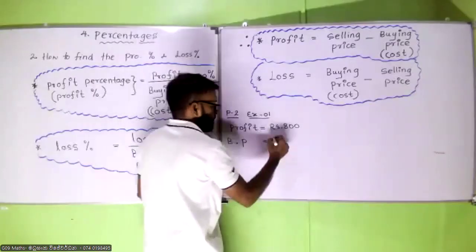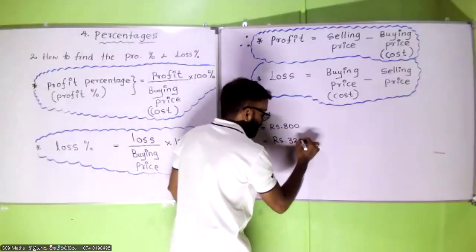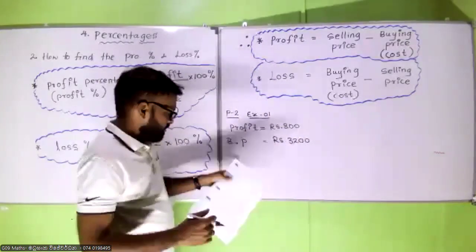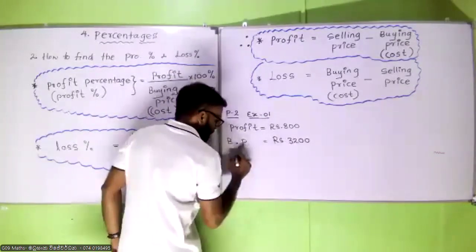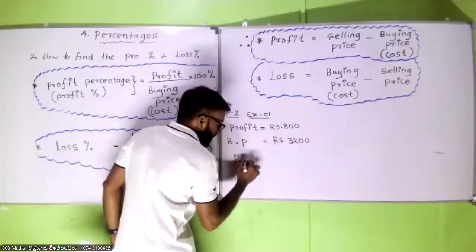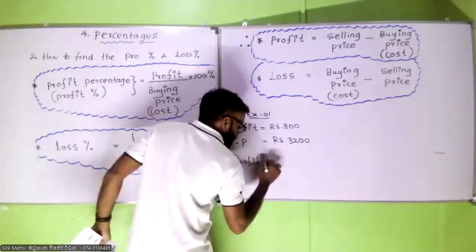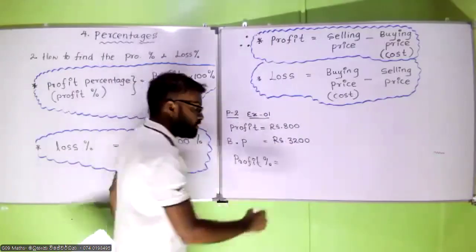The buying price of the cupboard was 3,200 rupees. Now you guys are familiar with these words: buying price, profit, and so on. Calculate the profit percentage. So you know how to calculate the profit percentage. If you are finding the profit percentage, the numerator should be profit.